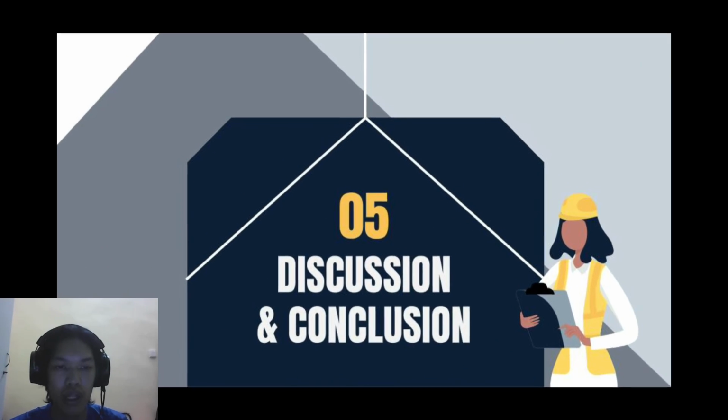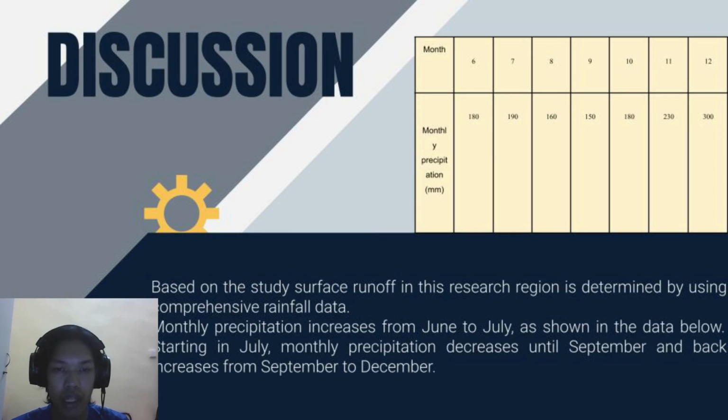Discussion. Based on the study, the surface runoff in this research region is determined by using comprehensive rainfall data that have been shown in the table. Monthly precipitation increased from June to July as shown below. Starting in July, monthly precipitation decreased until September and then increased again from September to December.